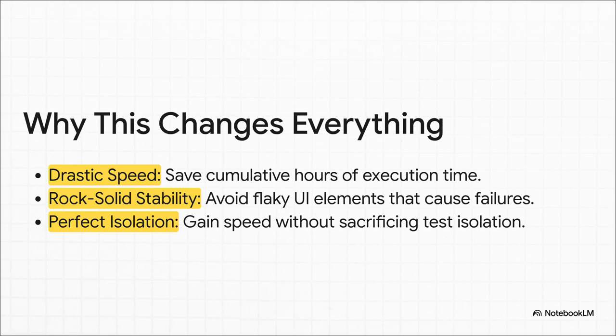So this technique really changes everything for 3 main reasons. First, you get drastic speed. We're talking real measurable hours saved that make your development feedback loop incredibly tight. Second, you get rock-solid stability. APIs are just way less brittle than UI elements, so you eliminate a huge source of those random, annoying test failures. And third, and this part is absolutely crucial, you get all of this without sacrificing Playwright's core promise of perfect test isolation. Every test still runs in its own clean, independent browser context.